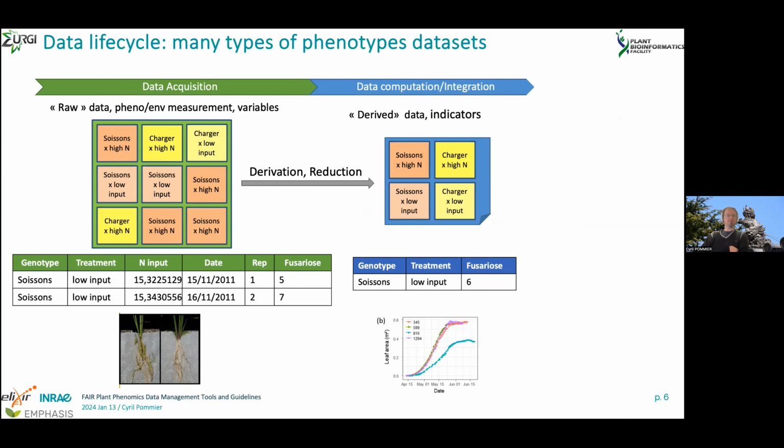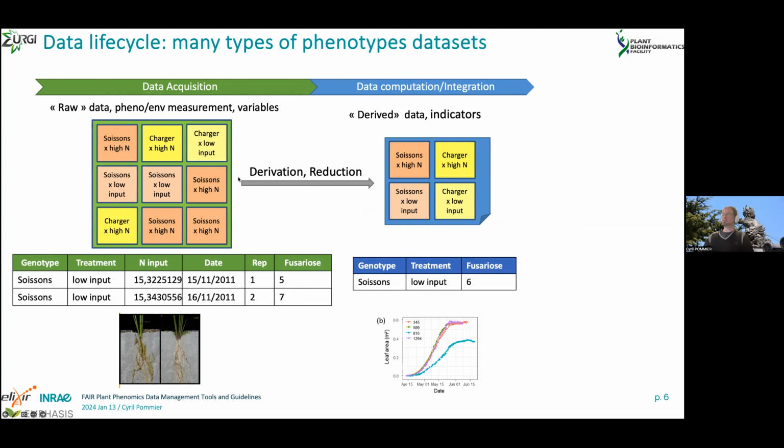Indeed, we've got a first step here in green, which is about data acquisition with raw data measure, observation of phenotype and environment variables. Here, this green square symbolizes either a greenhouse or a field. And with this, we can have time series tables of measurement with rather complex experimental design. We can also have rather complex series of images.